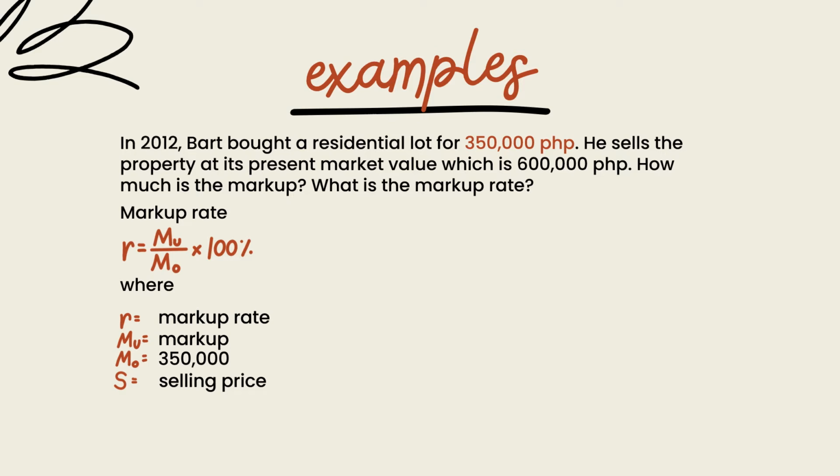Then, we have 350,000 as our original price. So, ito yung presyo nung binili niya yung lupa niya. And then, we have 600,000. So, this 600,000 is our selling price. So, paano siya naging selling price? Kasi nakasulat dito, he sells the property at its present market value. So, ganun daw niya ibibenta yung nabili niyang lote. So now let's determine what is the markup and the markup rate.